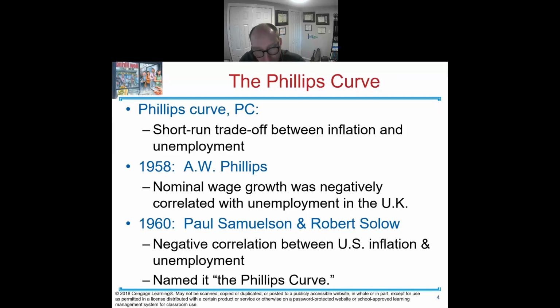In 1960 two additional economists came along and identified a negative correlation between the United States inflation and unemployment. And these two economists named this concept the Phillips Curve because we were able to graphically identify the relationship between inflation and unemployment in the short term and in the long term.